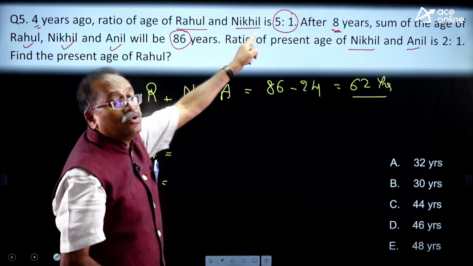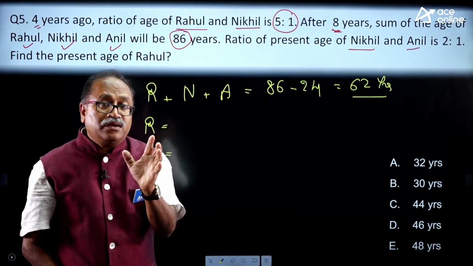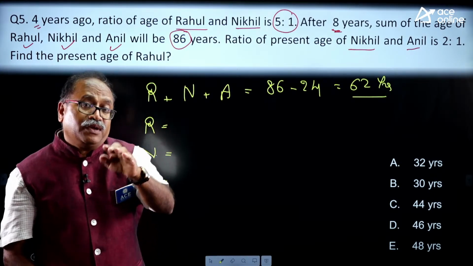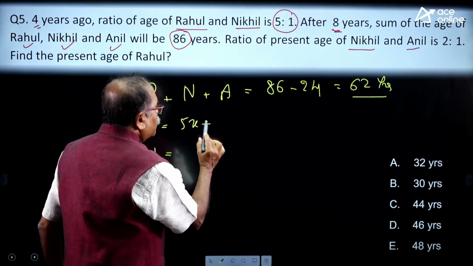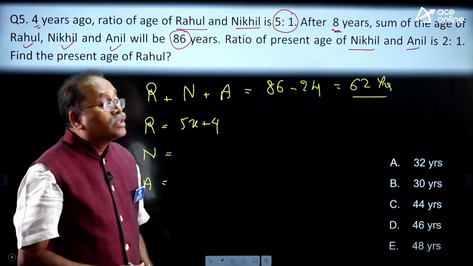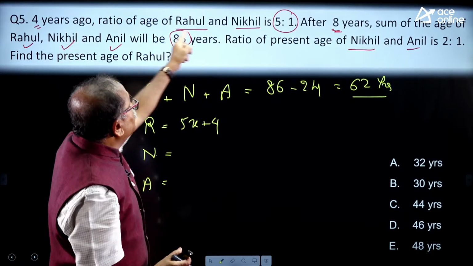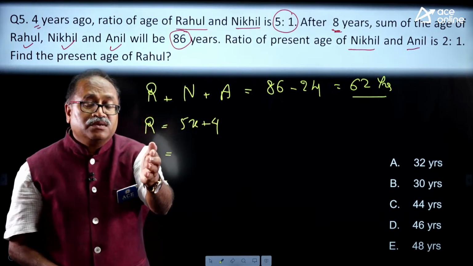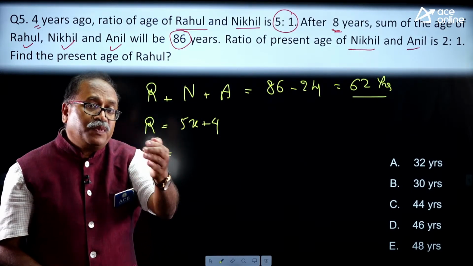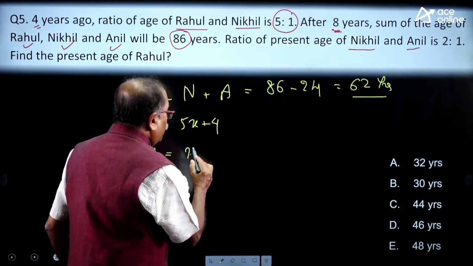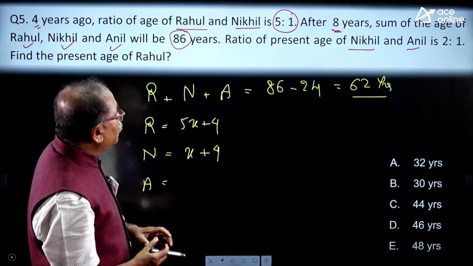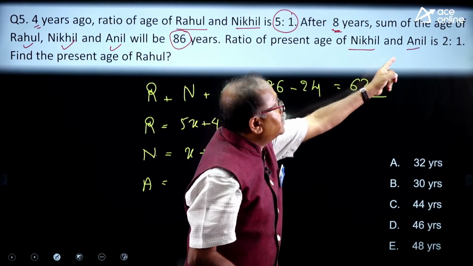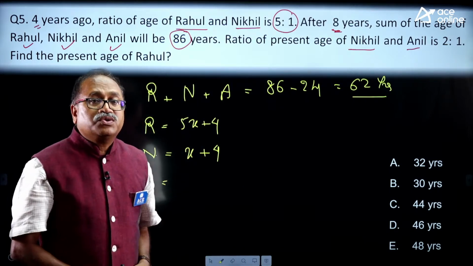So 4 years ago, if it is 5x, then what is present? 5x plus 4. So Rahul is 5x plus 4. And 4 years ago, if Nikhil is x, then now x plus 4. And the present age of Nikhil and Anil, we know 2:1.